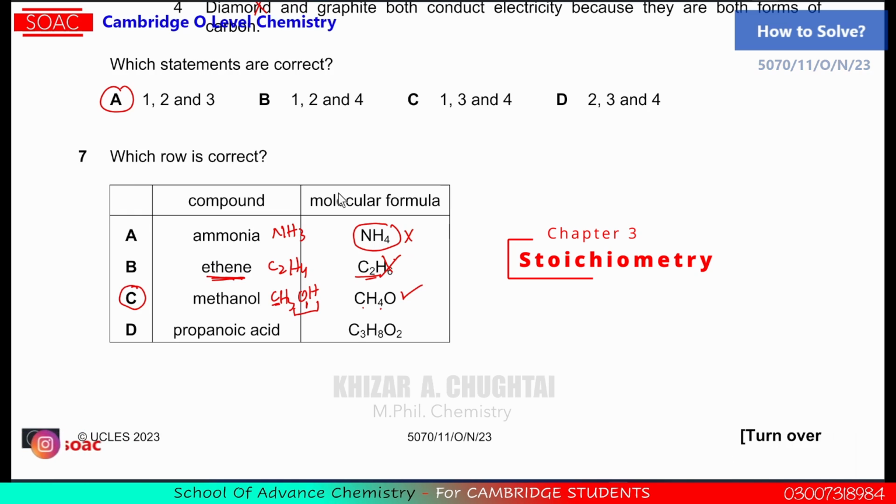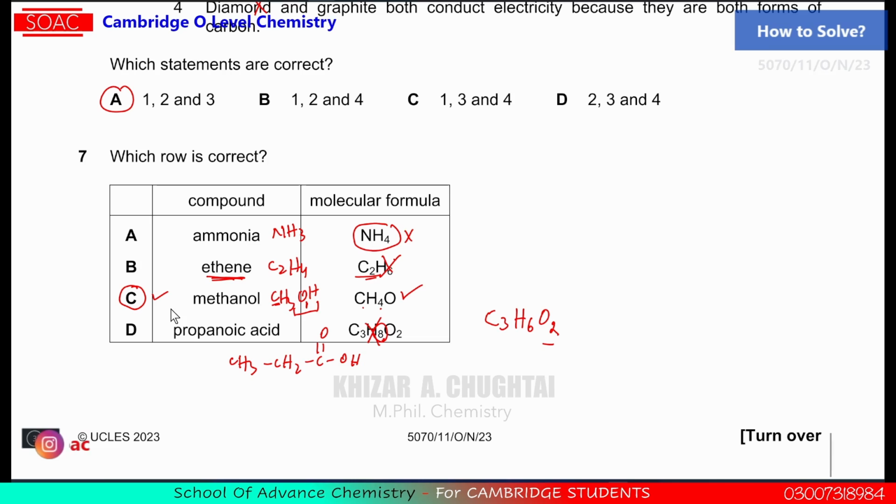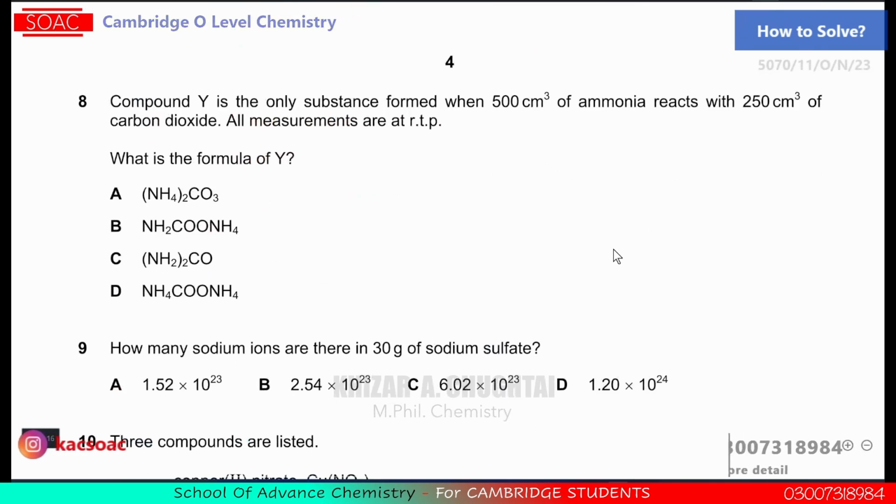However, let me check the D option, propanoic acid, for my confirmation. This is the displayed formula of propanoic acid. There are 3 carbons, yes. How many hydrogens are there? 6 hydrogen and 2 oxygen. The hydrogens are incorrect. So it is confirmed that C is the correct answer.